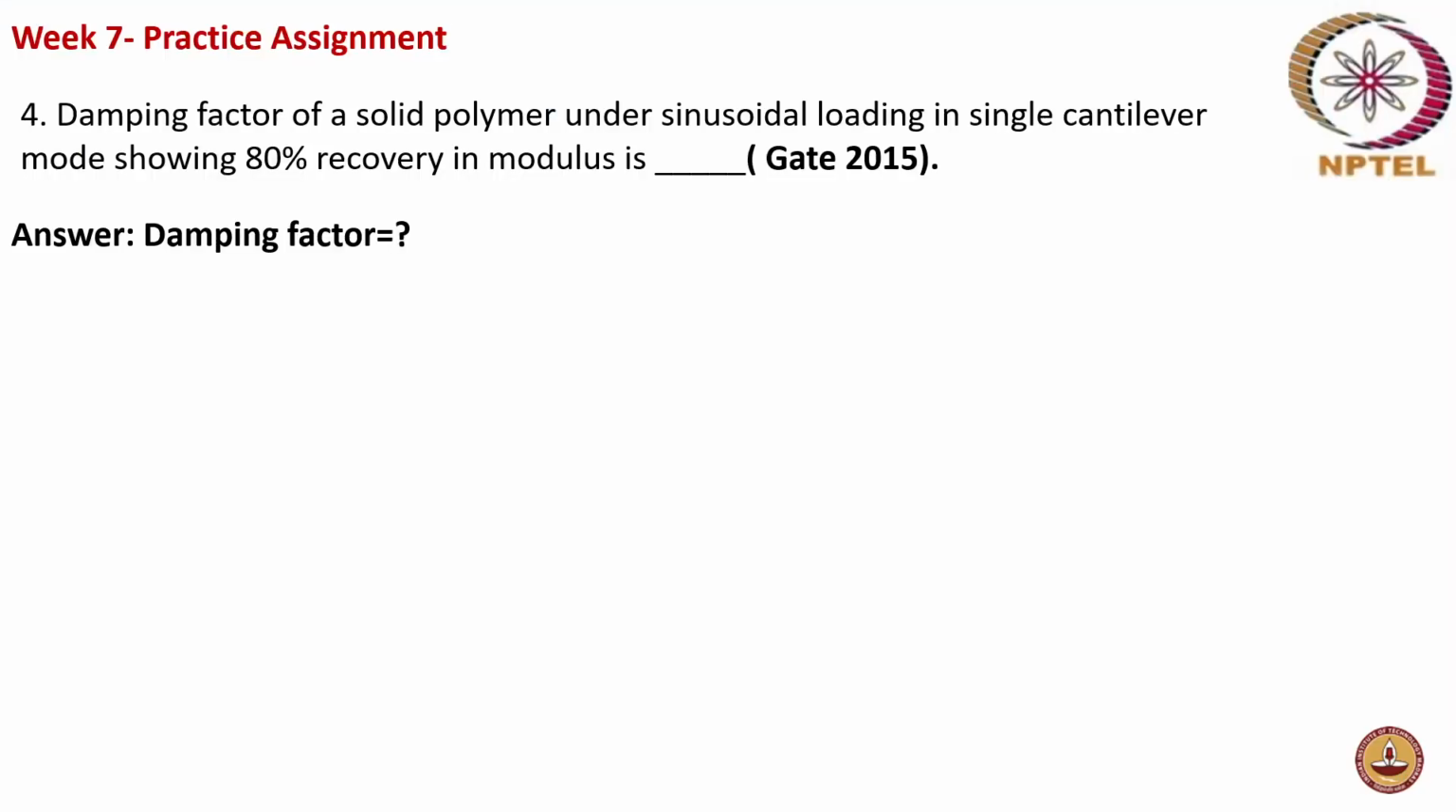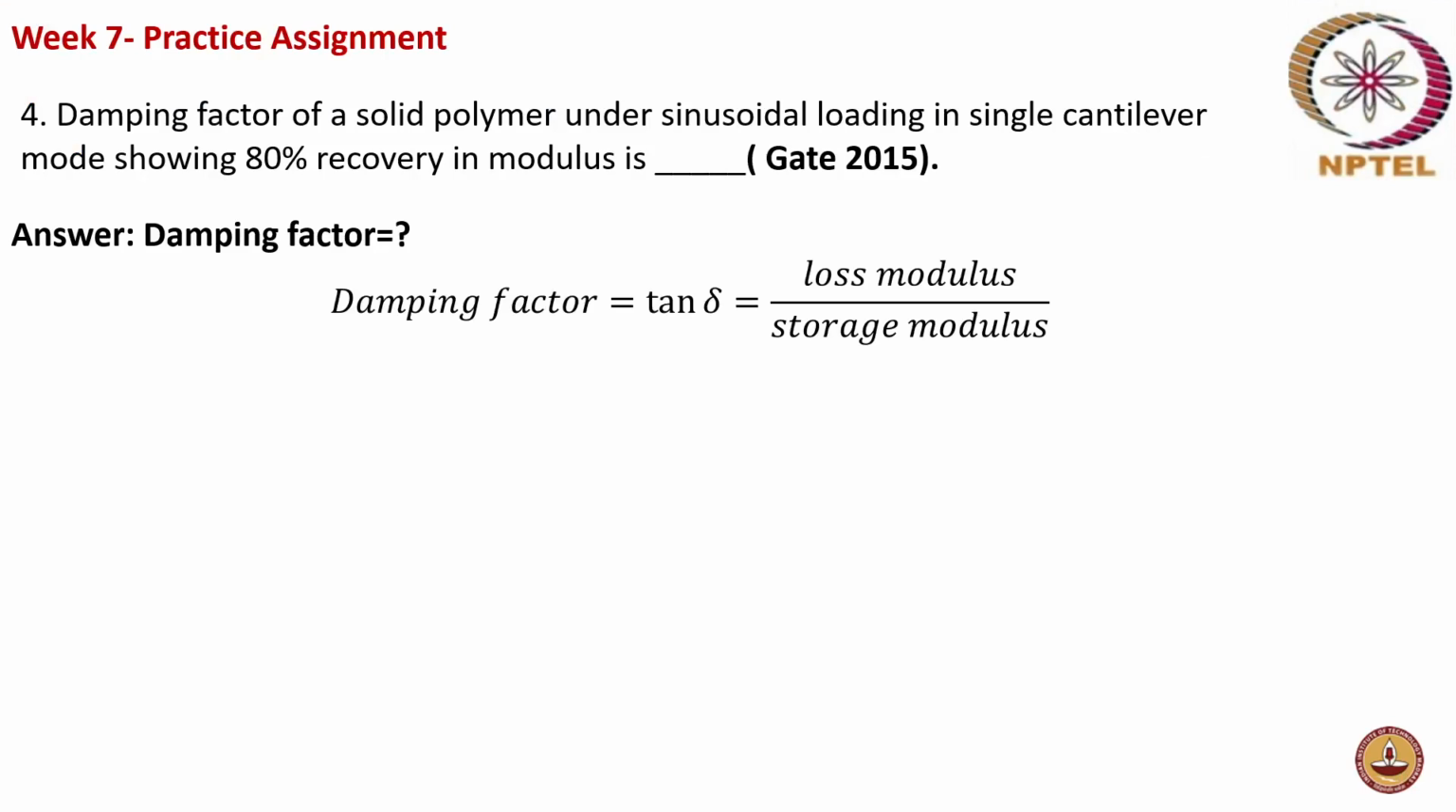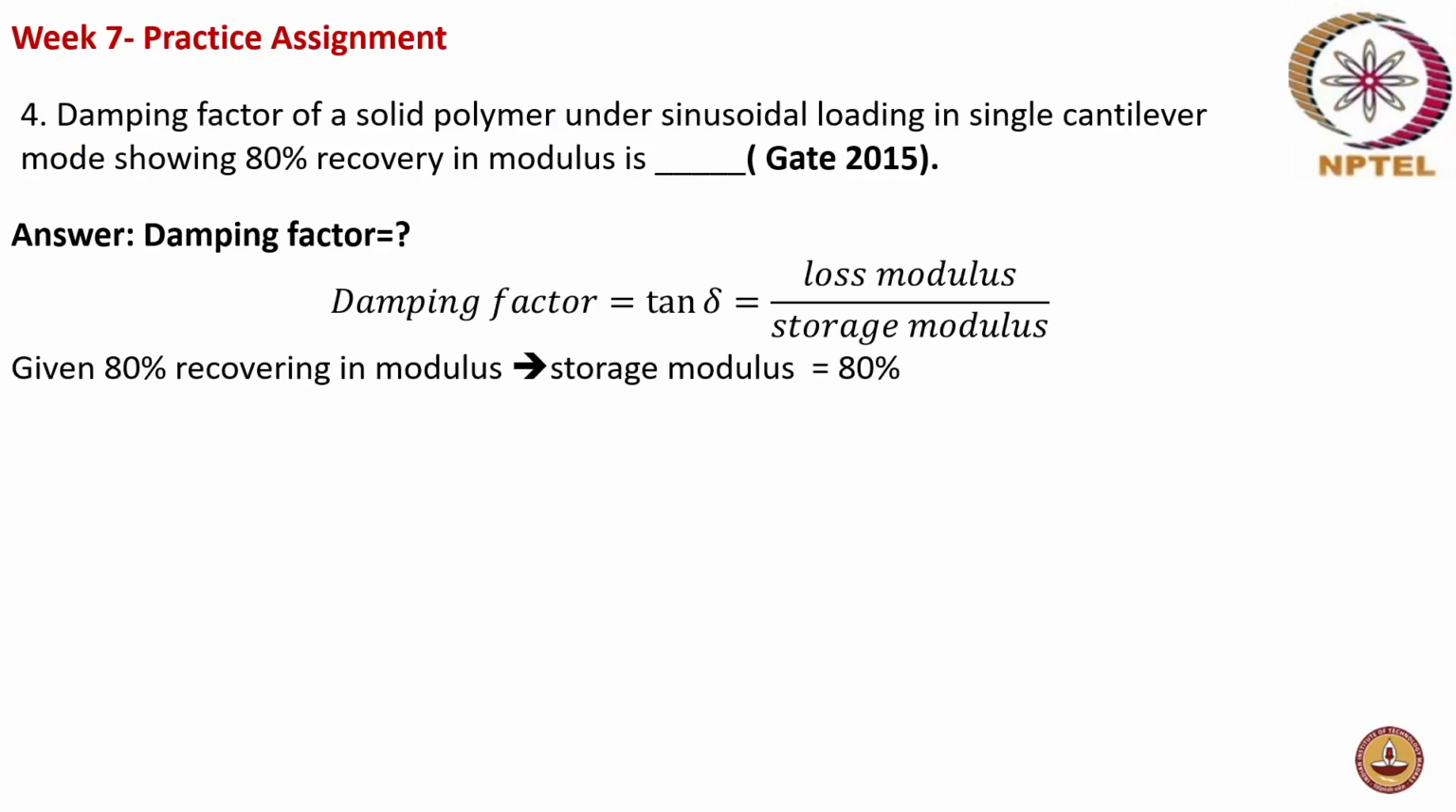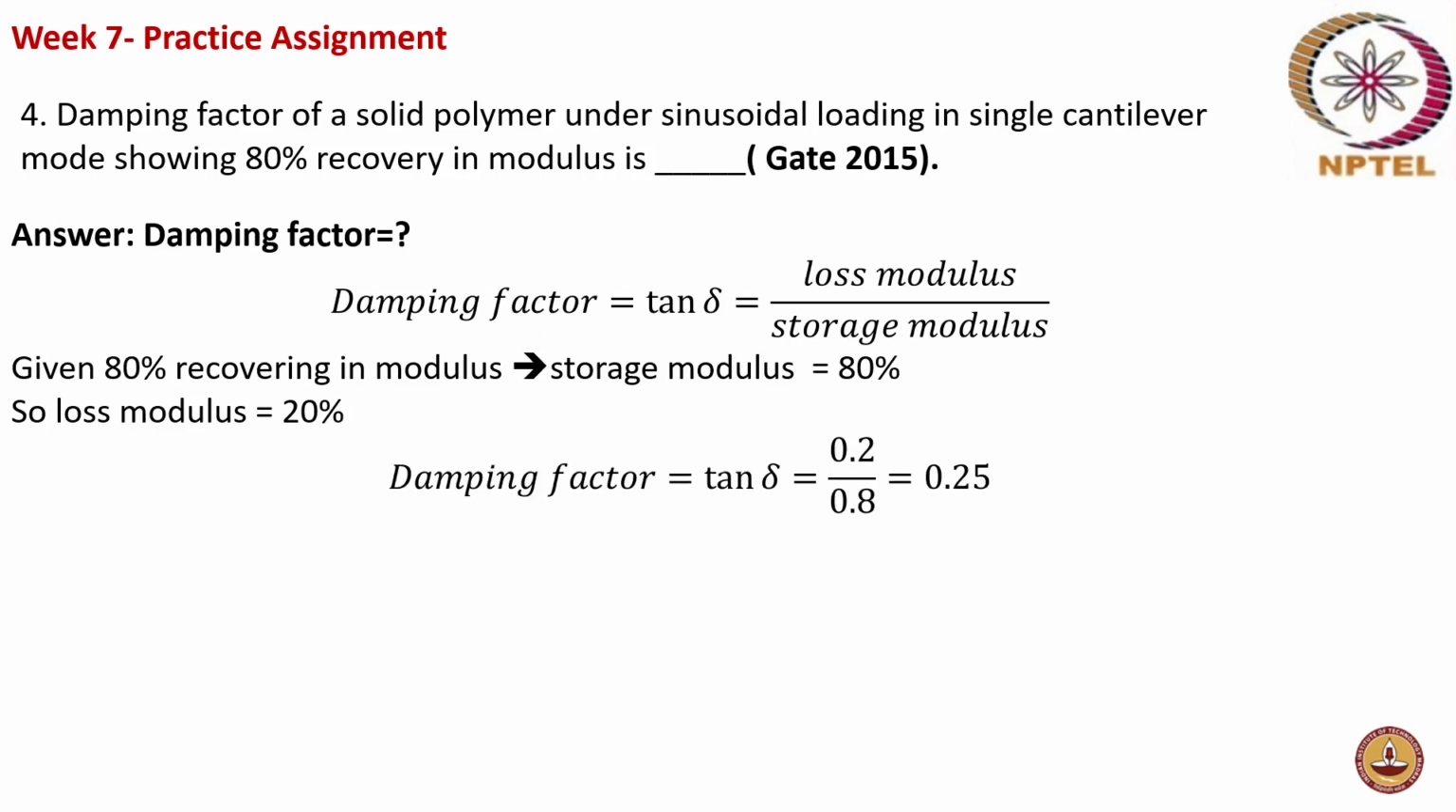Yes. So your damping factor is equal to tan delta, which is equal to loss modulus by storage modulus. They have given 80% recovery in the modulus. If there is a recovery, it means it is the storage modulus. So the storage modulus is 80% and the loss modulus is the remaining 20%. So the damping factor is tan delta, which is 0.2 by 0.8, that is equal to 0.25.